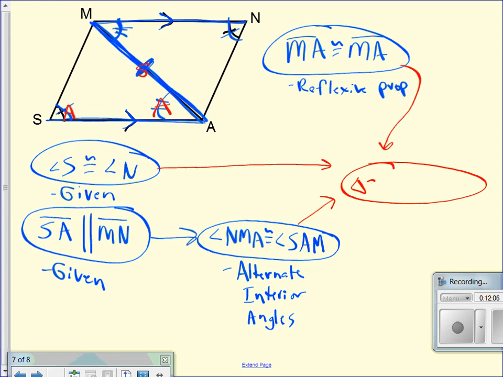Triangle SAM is congruent to triangle NMA. By what shortcut? Notice I said a lot of two angles on one side, but guess what? The side is not between the two angles. So my shortcut here is side angle angle congruence. You also could have written angle angle side, as they are the same exact thing.